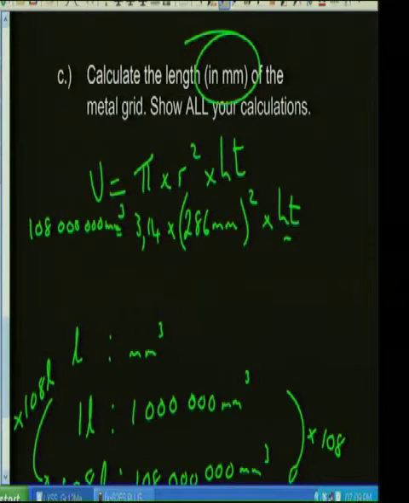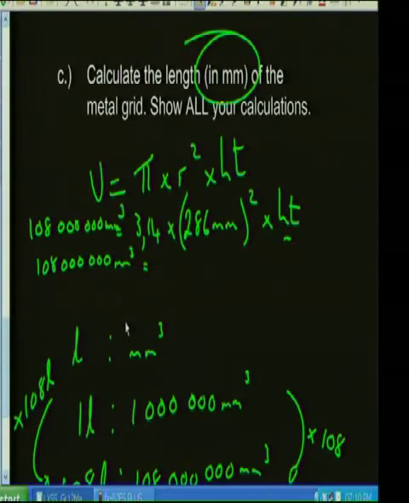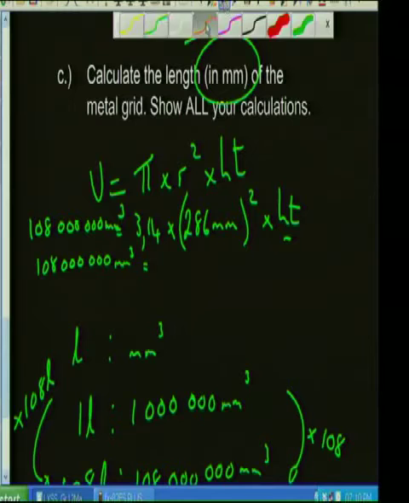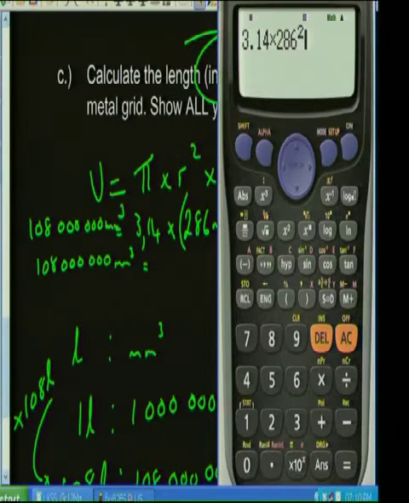Okay. So what have I got? I've now got 108 million, 1, 2, 3, 4, 5, 6 noughts, millimeters cubed is equal to, I'm going to do my 3.14 times my 286 on my calculator. So let's do this. 3.14 multiplied by 286 squared. Remember, it was squared. Look at that. So we have squared it on our calculator.